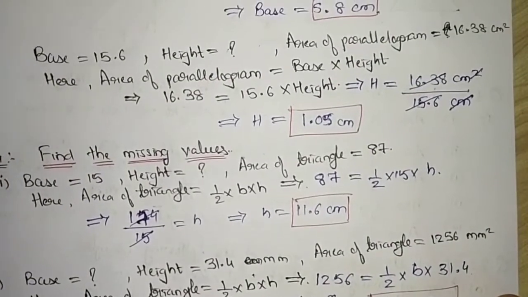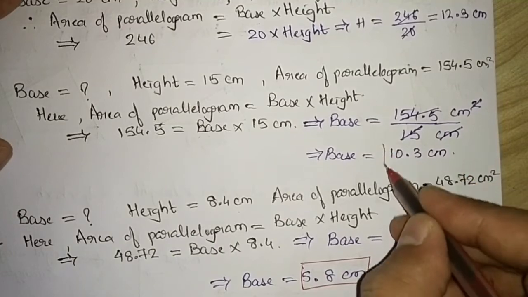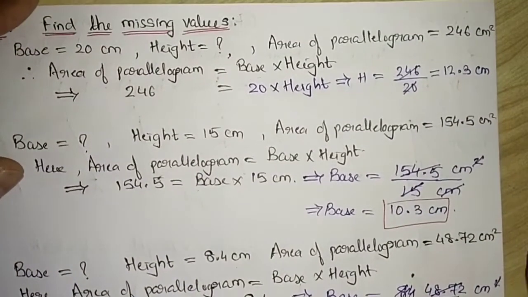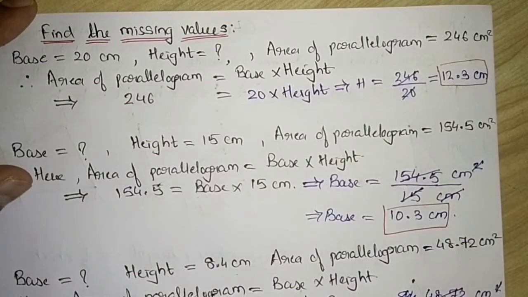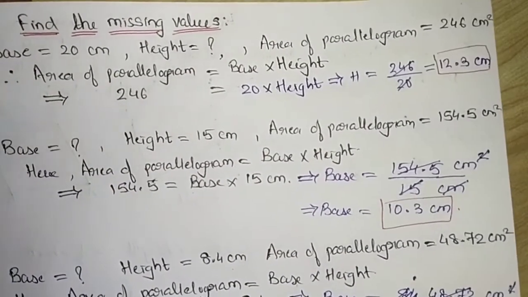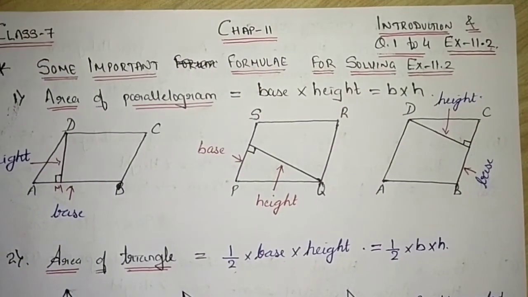Hope you have understood how to use it when they have given you 2 things out of the 3 things, that is base, height they have given, then you can find area of parallelogram. If they have given area, we can still find base or height, any of the things. Hope you have understood this exercise till question number 4. If not, please go through it once more.